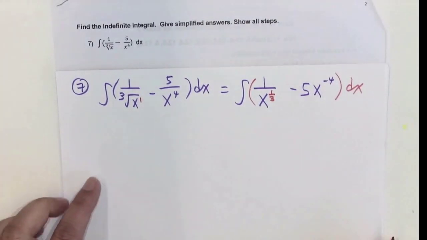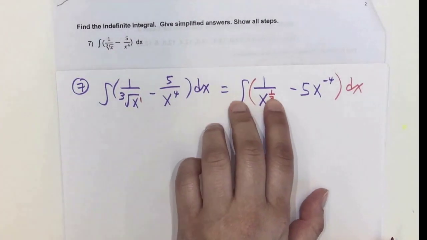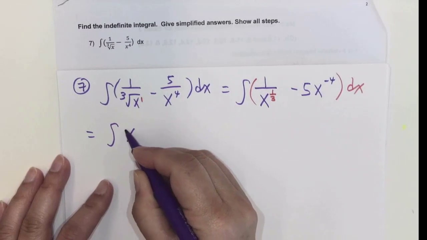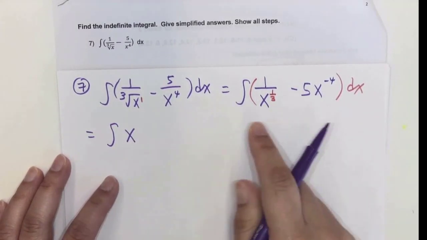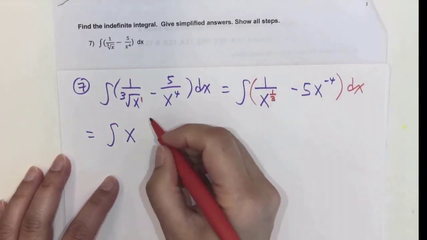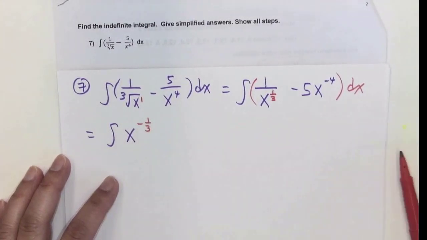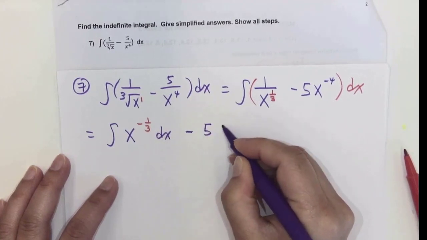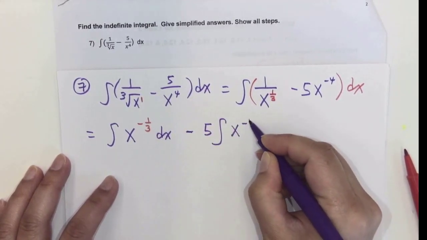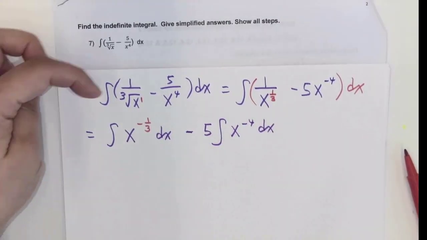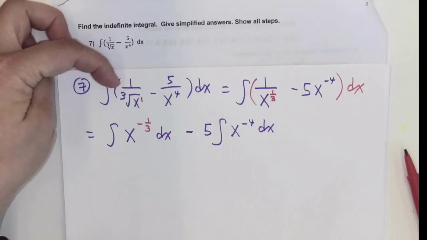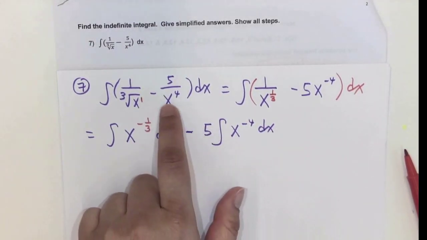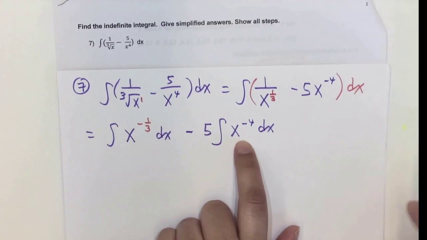If you want to, you can break them into individual terms. You can take this and take this. Let me write one more step. So if the first one is in the denominator, instead of 1/3, what kind of exponent would this be? -1/3, and then dx, minus, we can put a 5 out, in here we have x raised to -4 dx. So from the beginning, this in the denominator is a negative exponent, -1/3. For the second one, the 5 can go outside. In the denominator will be x to the -4.